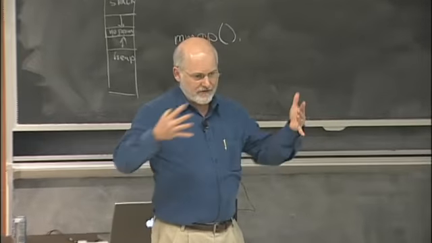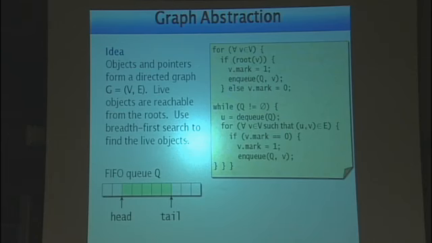So general garbage collection is based on a graph abstraction. So let's move into the graph world. Okay. So I can view objects and pointers as forming a directed graph G equals (V, E), where V are the objects and E are the pointers from one object to another. The live objects are reachable from the roots. And now the thing is that finding all of the live objects is then like doing a graph search. The common ways of doing a graph search are depth first search and breadth first search. It turns out we're going to use breadth first search for reasons that I'll show you.